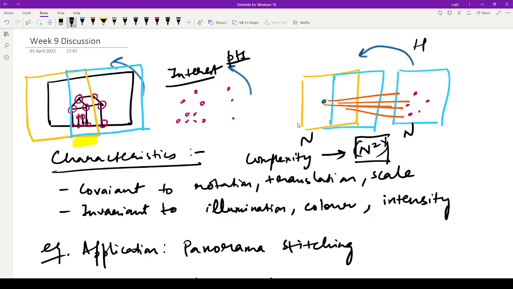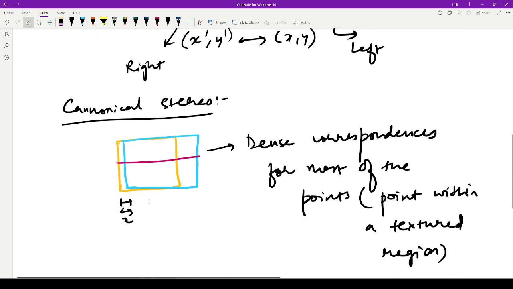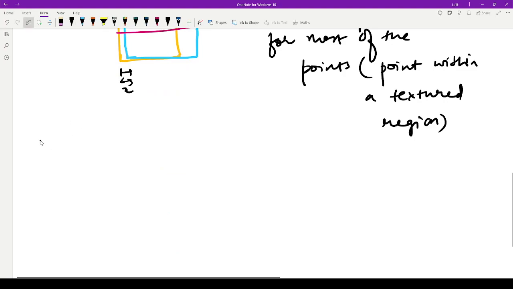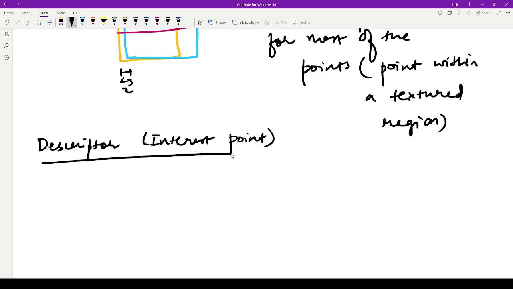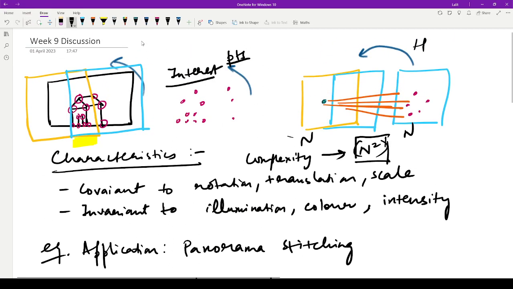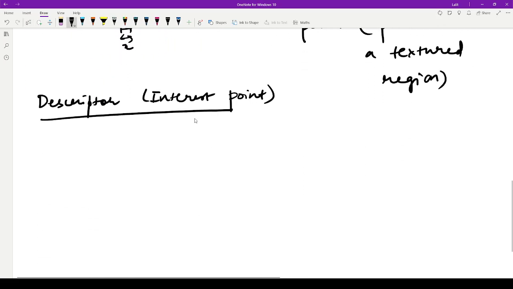But the point is, if you just directly compare pixel locations, it's not good, right? Because if you see in the yellow image, the interest points are on the right side of the image, but in the blue image, they are on the left side. So you have to represent those points in such a way that you are able to match them. So you need a descriptor. Here we are talking about interest points. Once you are able to detect them, that is the detection part, you need a descriptor.